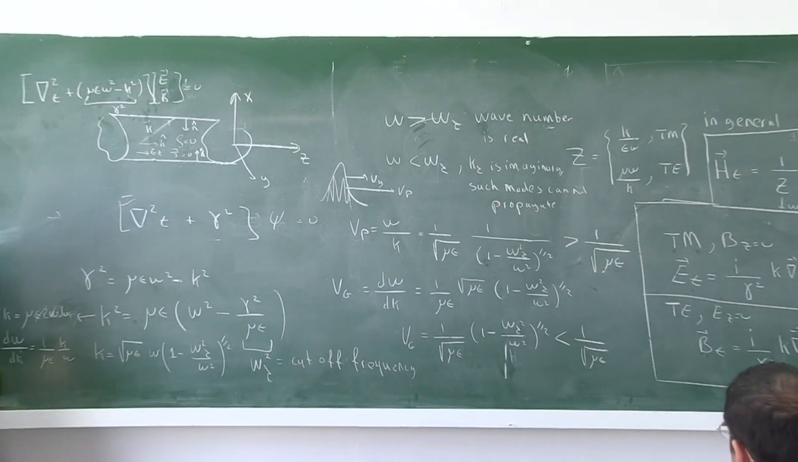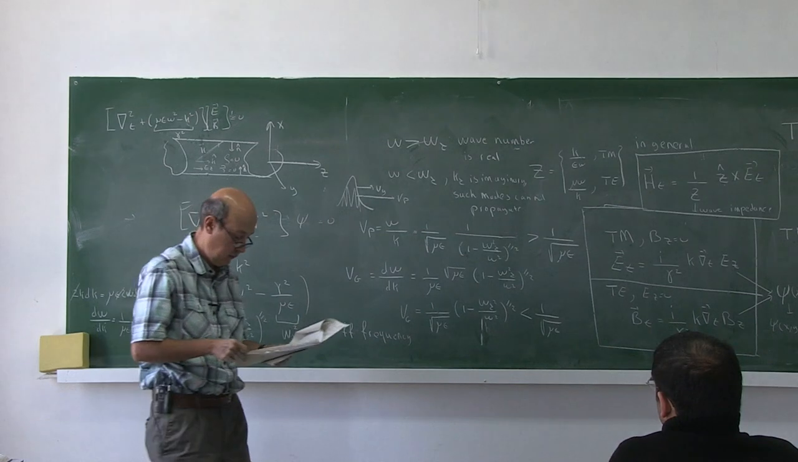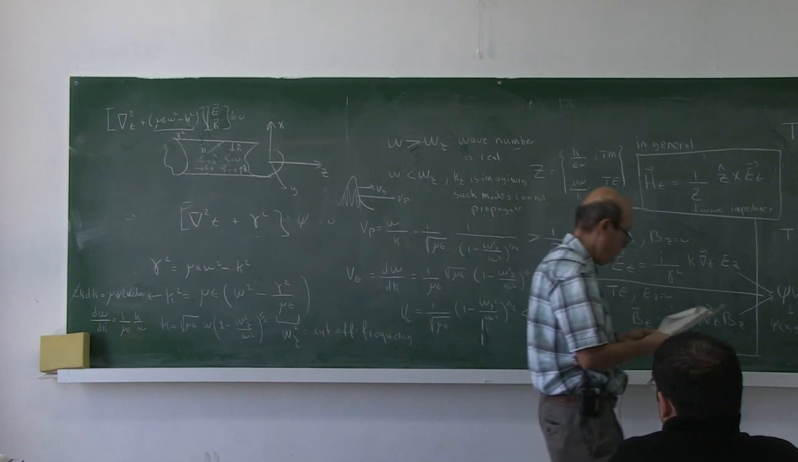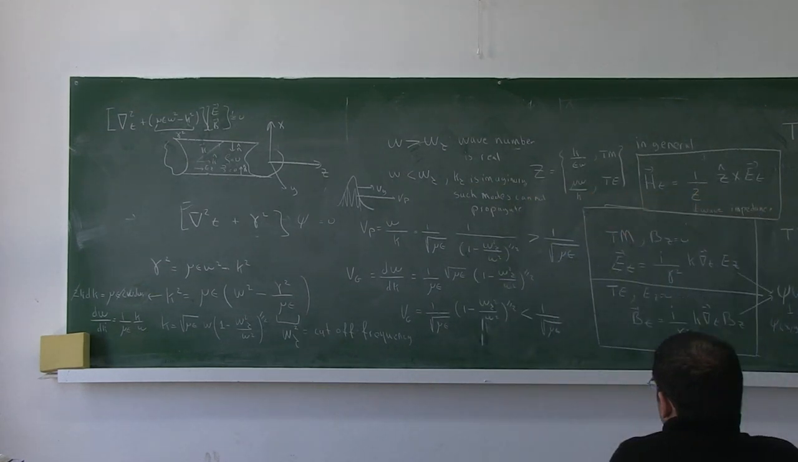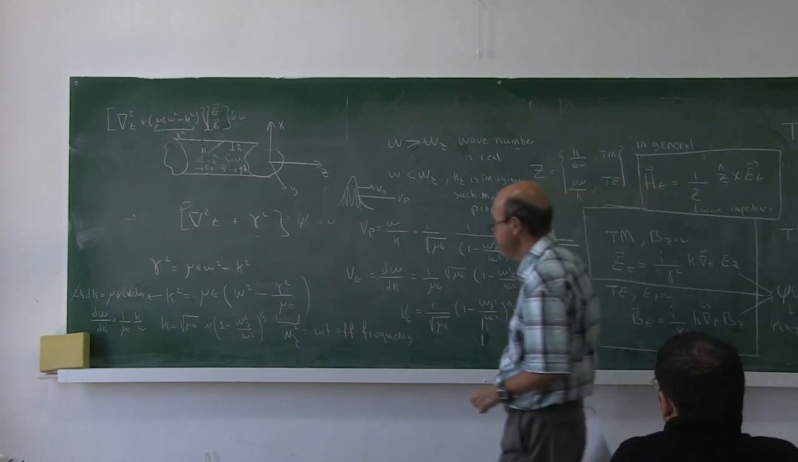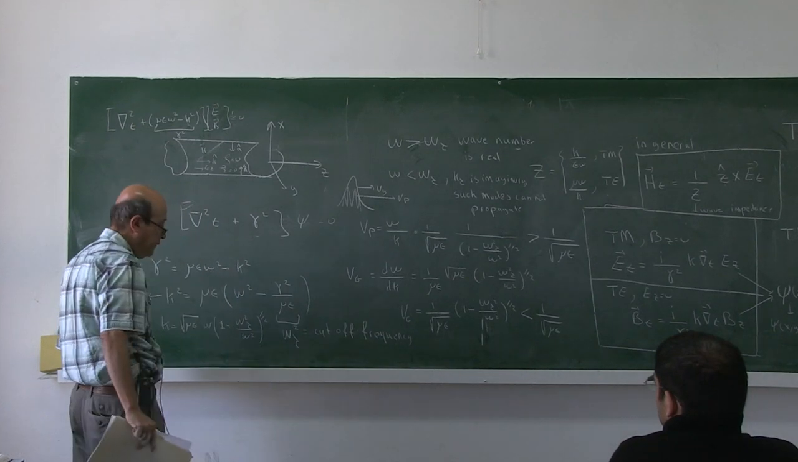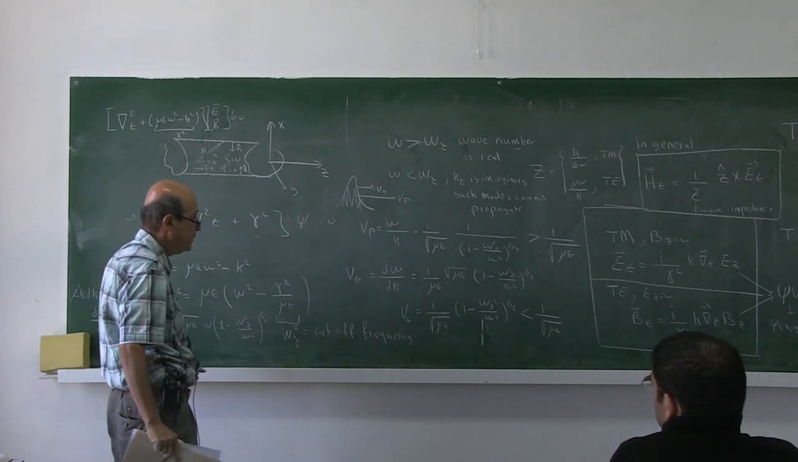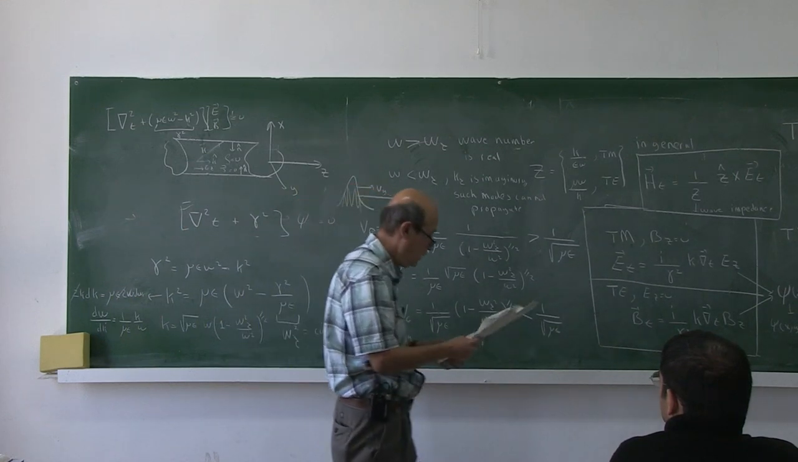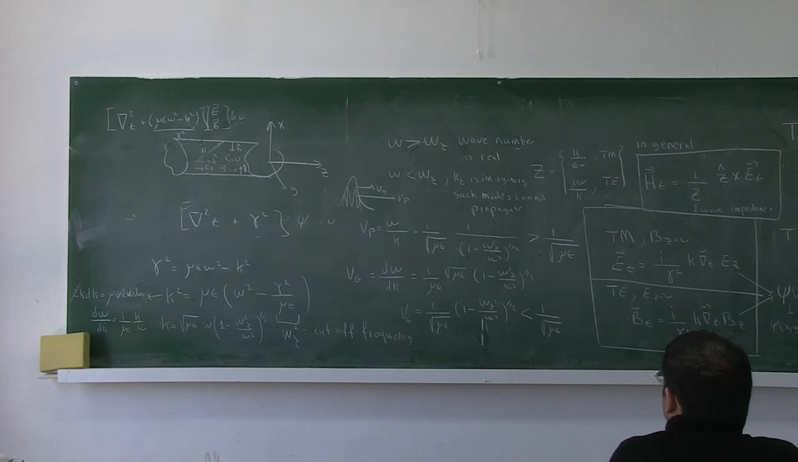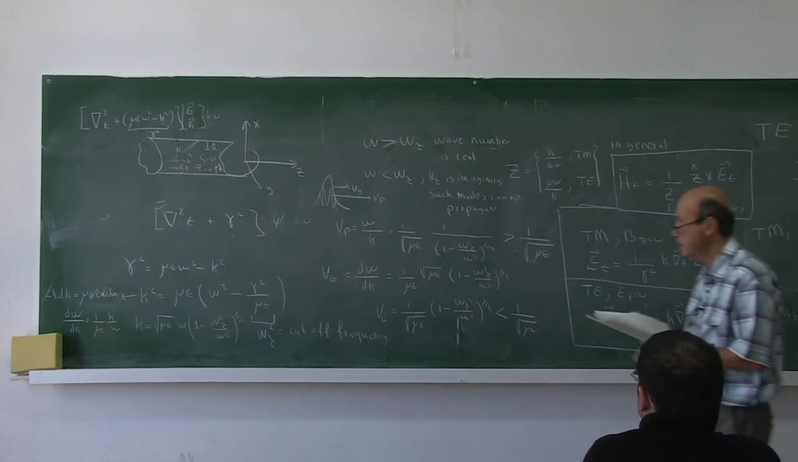Now, let us study the possible modes in the waveguide. I showed you the boundary conditions, how we can pass the E and H, and the conditions for the propagation in the waveguide. We have a cutoff frequency, we can calculate the phase velocity and group velocity. So let us investigate the modes in a simple rectangular waveguide.